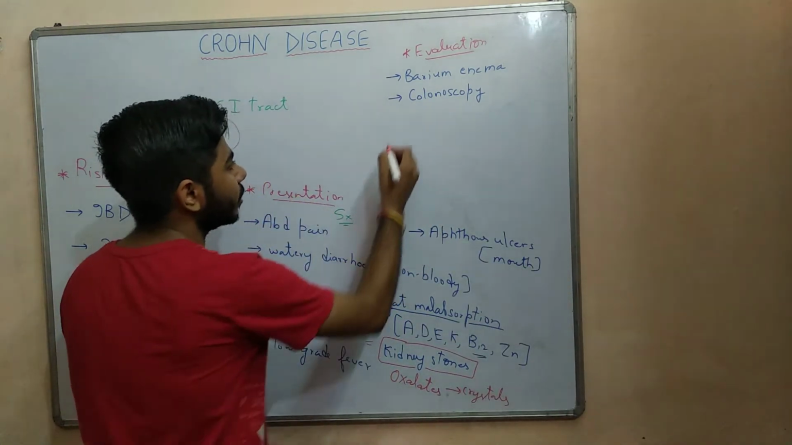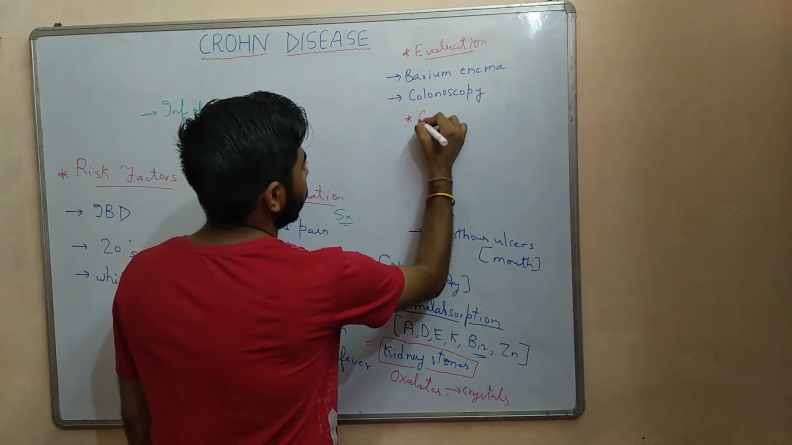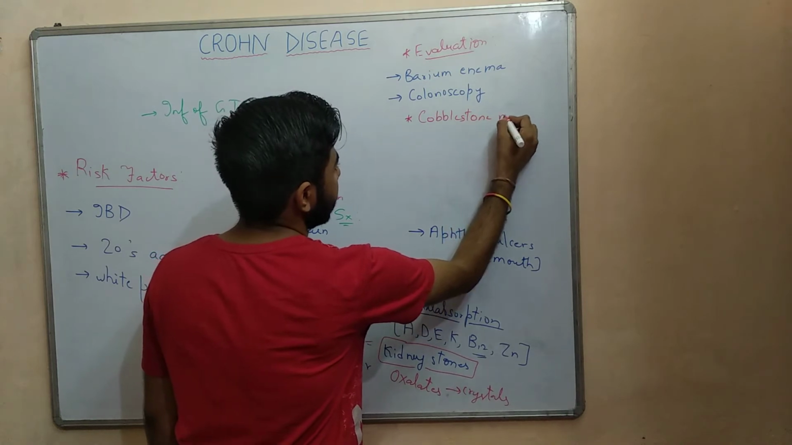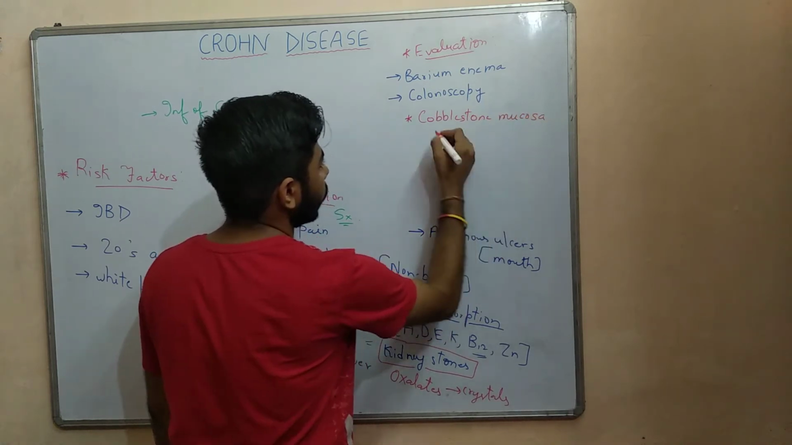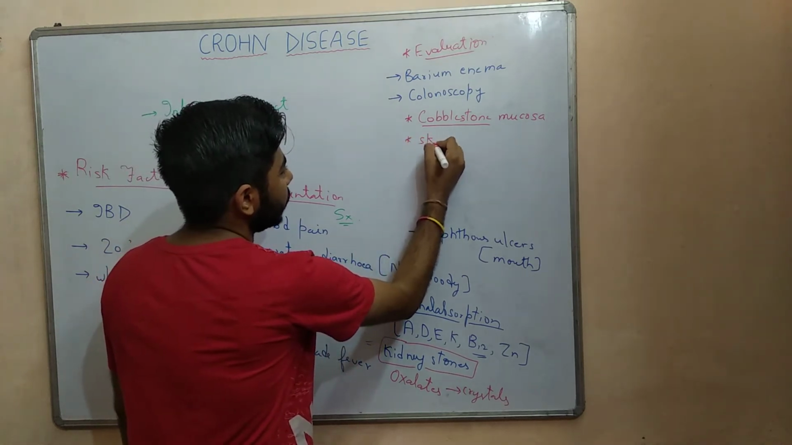Okay, so these are cobblestone mucosa. Okay, very important from the exam point of view. Skip lesions can be seen.